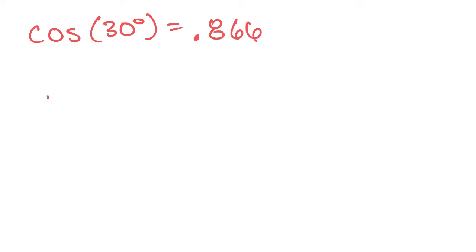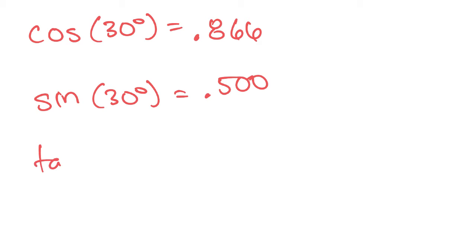And then I could also do that for the sine of 30. So the sine of 30 equals 0.500. And then the tangent of 30, I could do this also. And the tangent of 30 is 0.577. And so what these are is, remember, these are ratios.